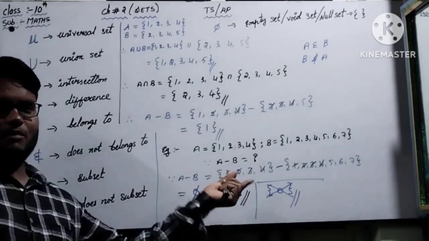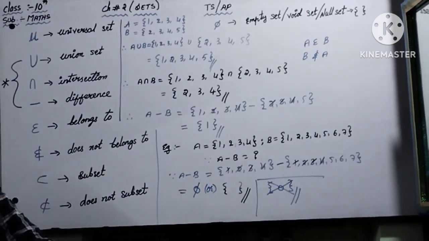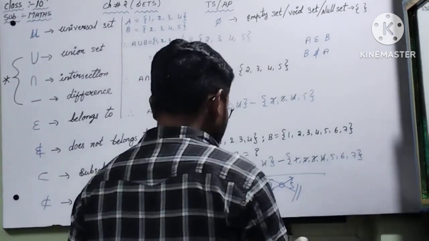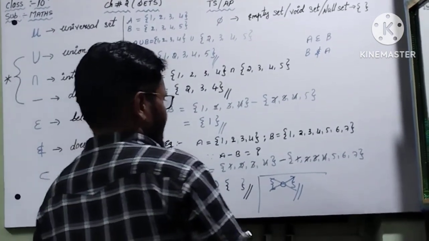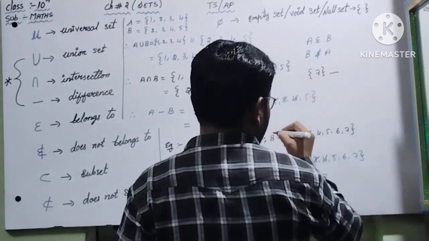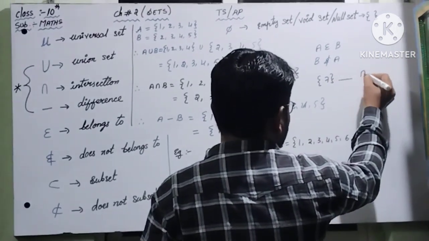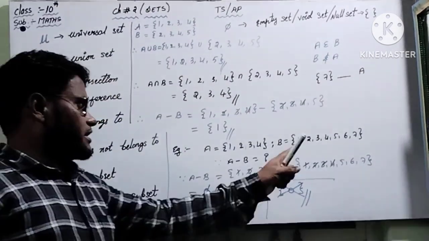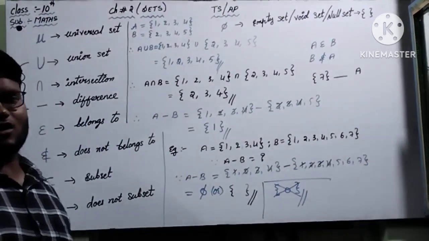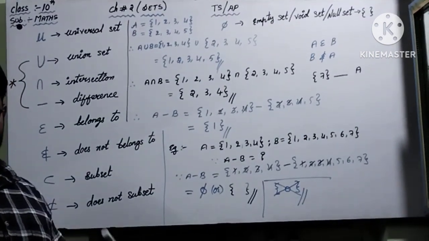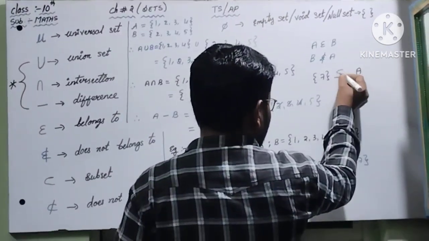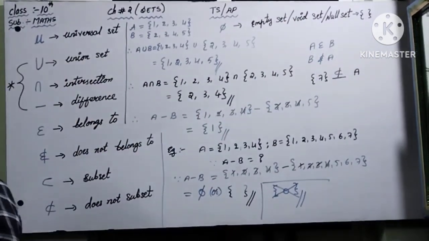Here you have to see the elements, not the set. Don't see the set, just see what the elements are. Suppose I take the number 7, with a dash belonging to A. Is this 7 contained in set A or not? Is 7 an element of set A or not? No. So 7 is not a subset of A.